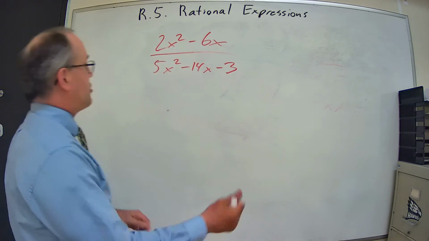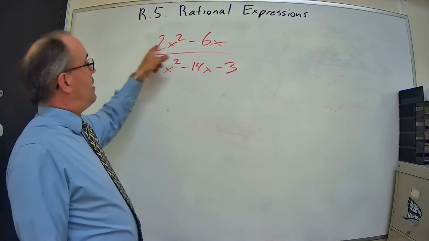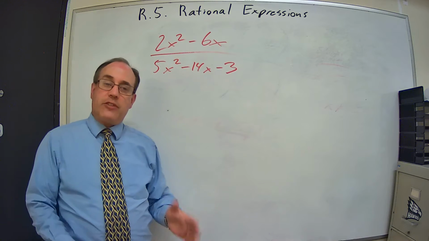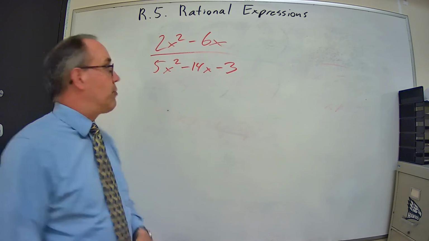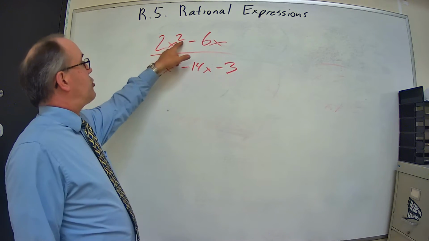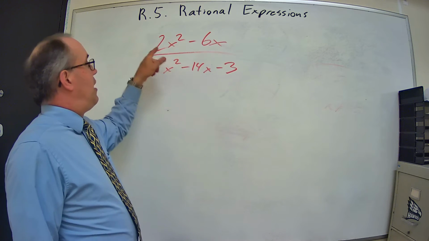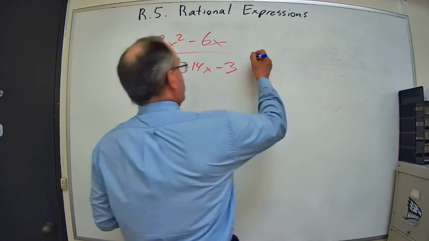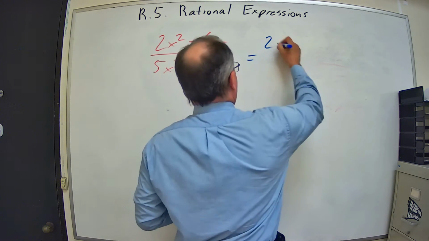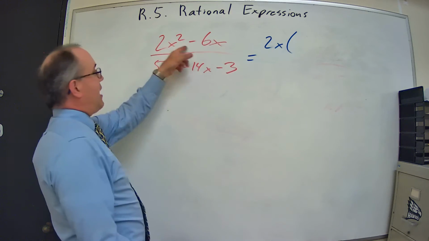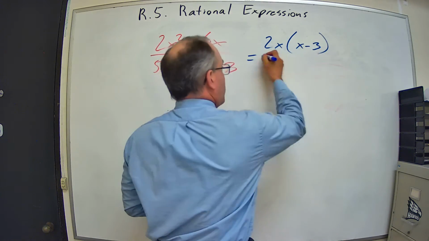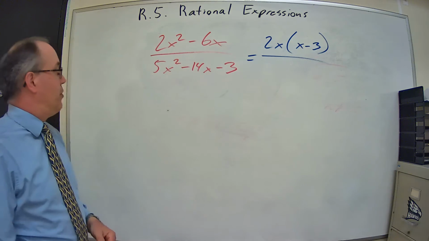So I'm just going to switch to a different color here. So let's start with the numerator and factor it. Remember, whenever you're factoring, you always go for the greatest common factor first. So I see 2x squared minus 6x. I see that I can pull a 2 and an x out of that. So I'm going to make that 2x, and that leaves me with x minus 3. Okay, that was the really easy one.